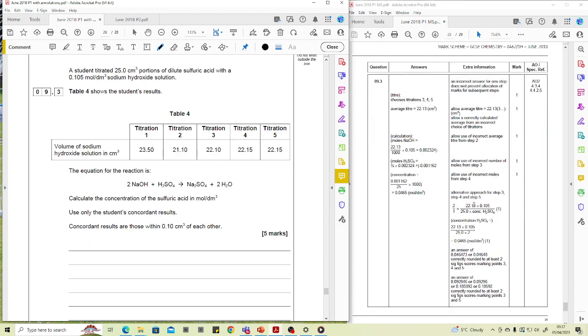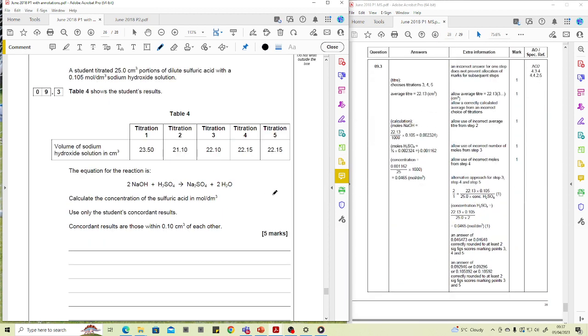And we've got a titration calculation. So here are some results. It looks like we can see 1, 2, 3, 4, 5. How many of them are concordant with each other? So these don't look concordant. These are concordant. There we go. So we're going to use these to calculate our mean. And it does actually tell you what concordant means, because sometimes we say 0.20 or something like that. So within 0.10, that's fine.